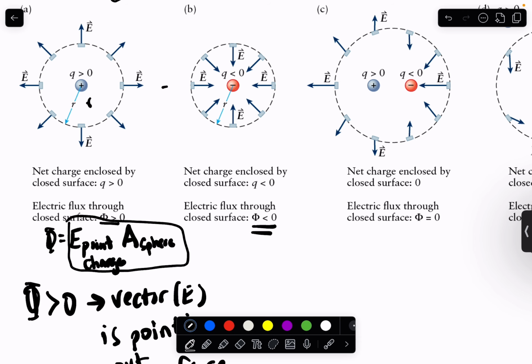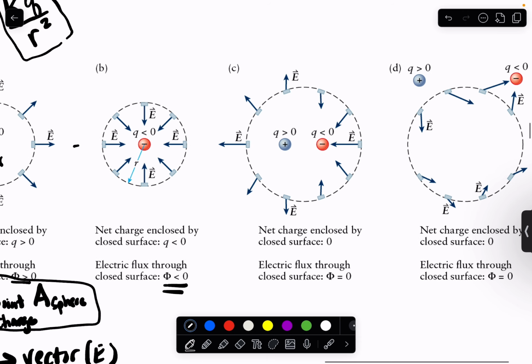So what if you have a positive charge and a negative charge in the surface? Well, everywhere you have an E field pointing out, you're going to have an equal and opposite E field pointing in. And they're all going to cancel each other. Here's this cancellation: those two cancel, these two cancel, these two cancel, and your net flux is going to be 0.